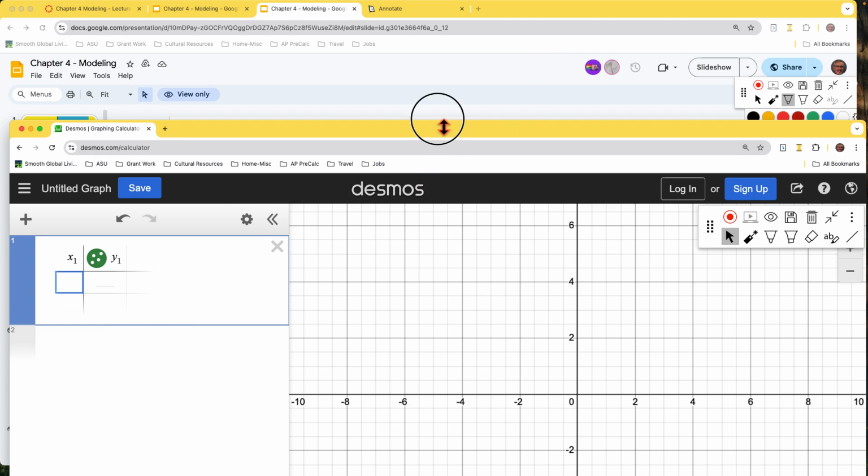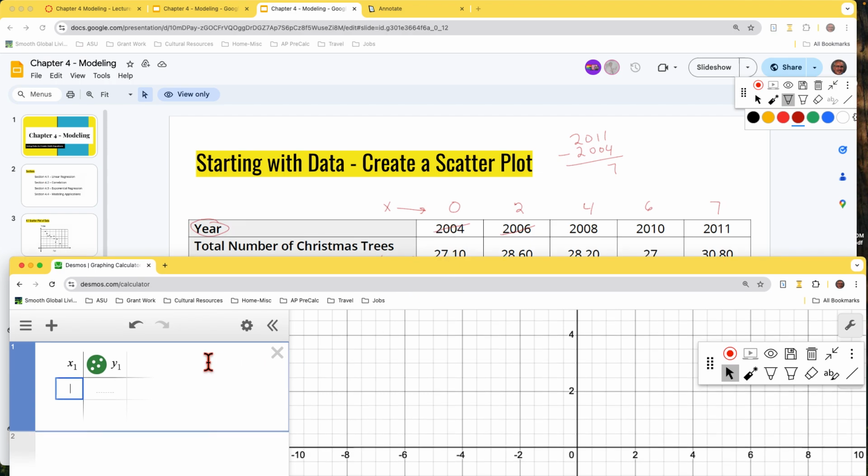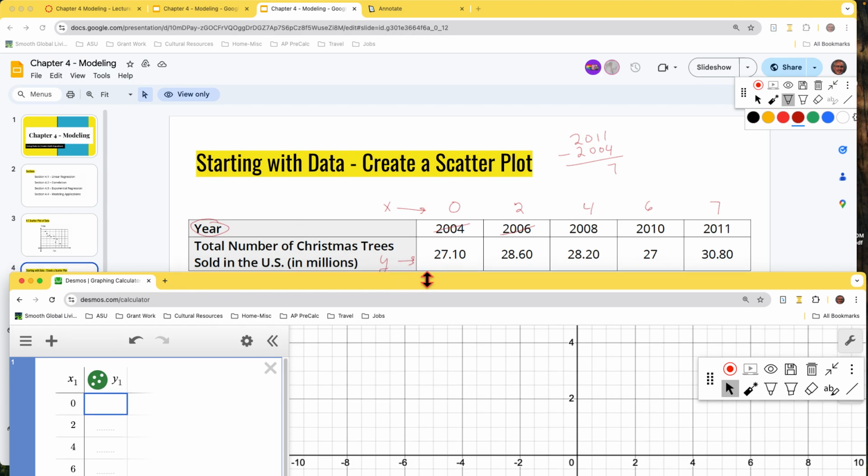If not, let's see, oh, I can do okay. So I've got my x values. I'm just going to put those in. I'll go 0, 2, 4, 6, and 7. And then I want to put in the y values. And again, this is where it's important, because if you don't get them in right, even if it's off a little bit, you won't get the same answer. It'll be just a little bit off.